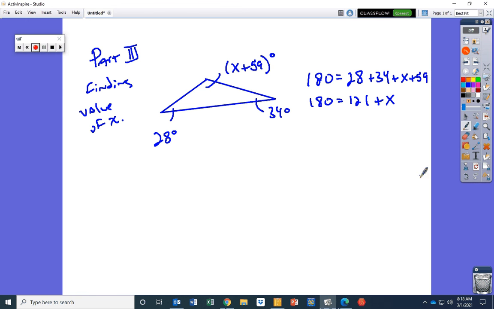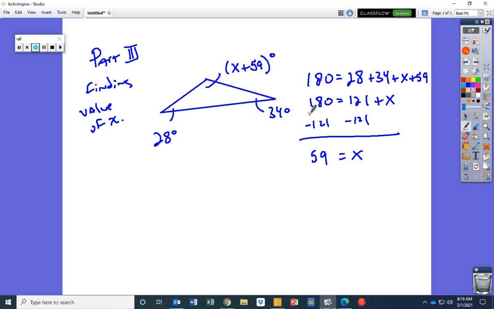Now this looks just like what we did a moment ago, doesn't it? How am I going to solve this? What am I going to get rid of so that I can solve for X? So minus 121 here, minus 121 here. Okay, what's 180 minus 121? 59 equals X.